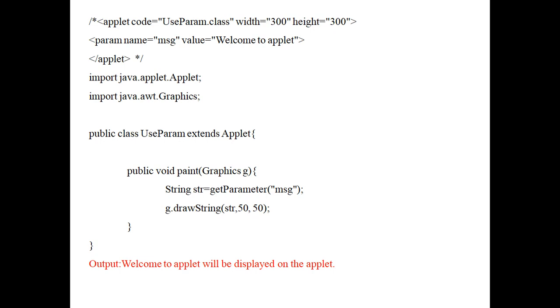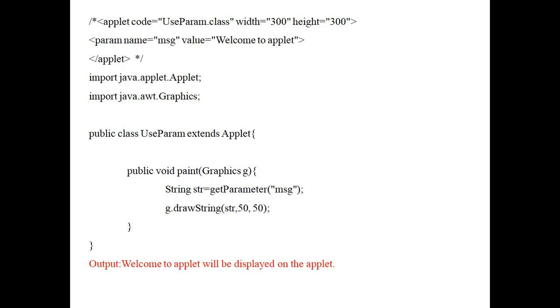Then I have commented the entire HTML code using /* */. I have commented the entire HTML code, imported the two required packages, then I will create the class. So public class useParam. useParam is the name that is used in the applet code also, so the name should be the same. Extends Applet. Now in public void paint or in public void start also you can retrieve the parameter.